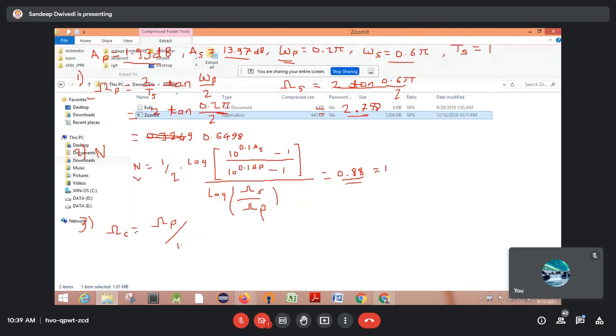Okay, so omega c equals omega p times 10 raised to power 0.1 AP. It is in dB, so that's why the formula has 0.1 AP. This is the attenuation in the pass band, minus 1. So this will be the formula, and omega p is the analog pass band edge frequency. Then just put the values in this and try to obtain the answer.